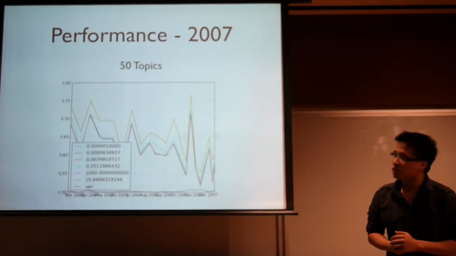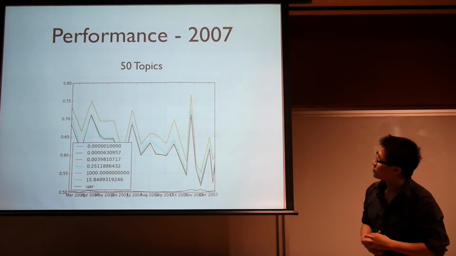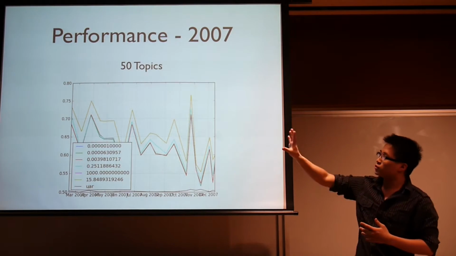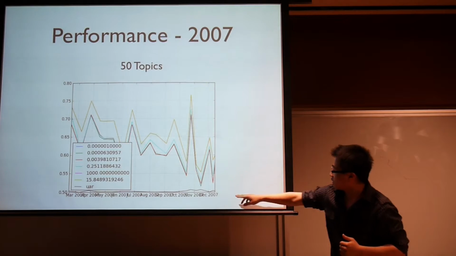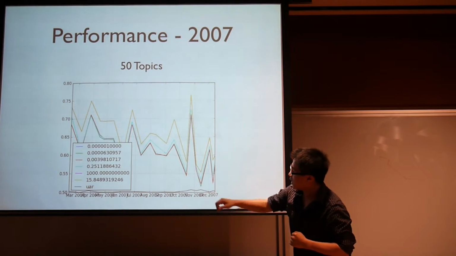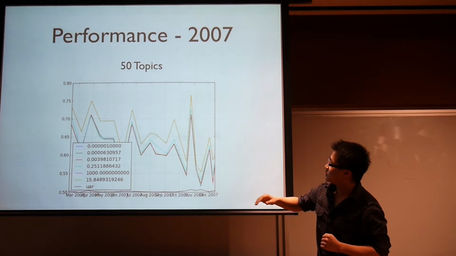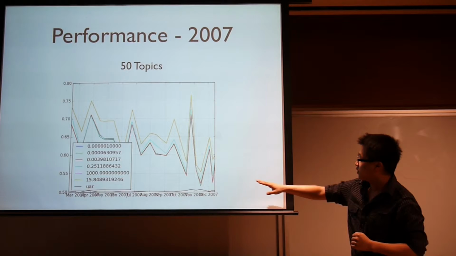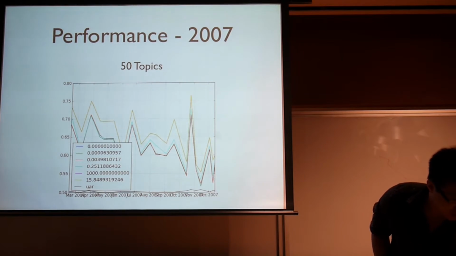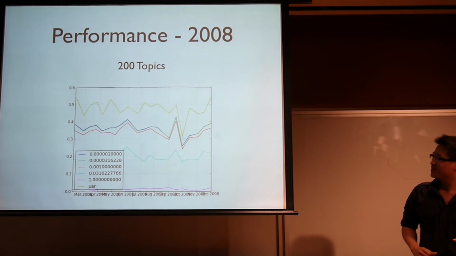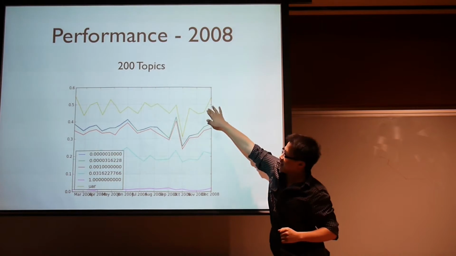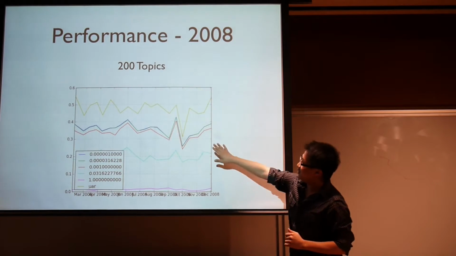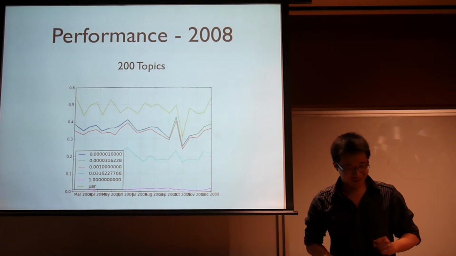So for the performance of just using the topic vectors in 2007, the best performing classifier used 50 topics. This bottom line, which is hard to see, is the random predictor, and you can see that the topic predictor for 2007 significantly outperforms the random predictor. However, interestingly enough, in 2008 it's a different story. This line on top is the random predictor, and in 2008 we did significantly worse than the random predictor.